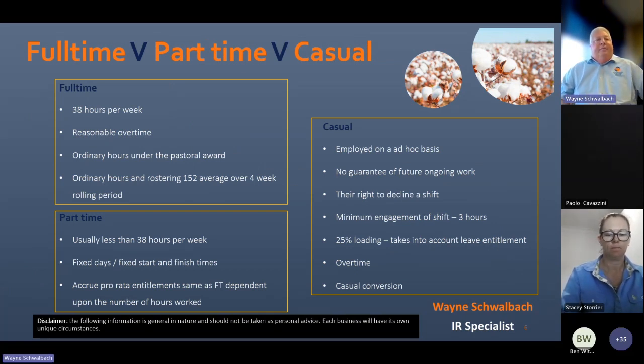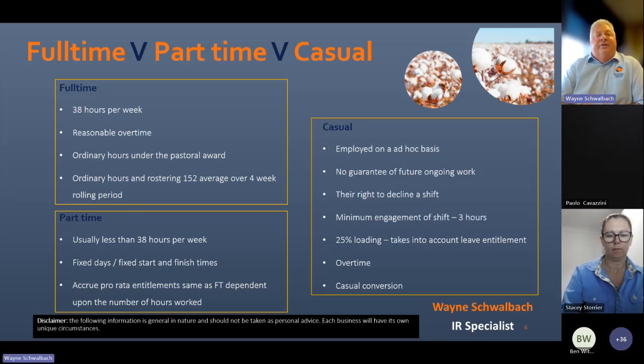So here we are at full-time, part-time and casual, the differences. So a full-time employee, they're employed for 38 hours a week, okay? They're expected to turn up each week for 38 hours. If you've got no work for them in the 38 hours, that's your bad luck. You still have to pay them for the 38 hours.